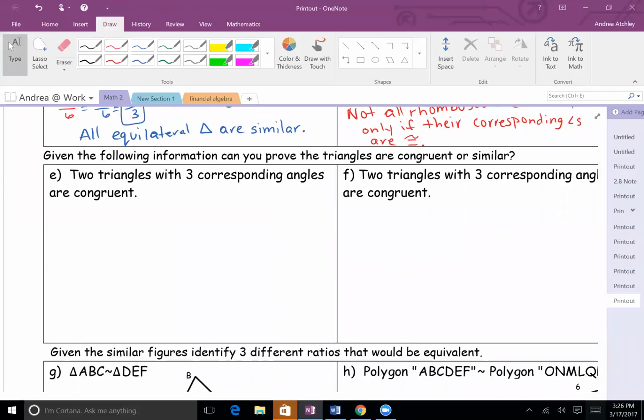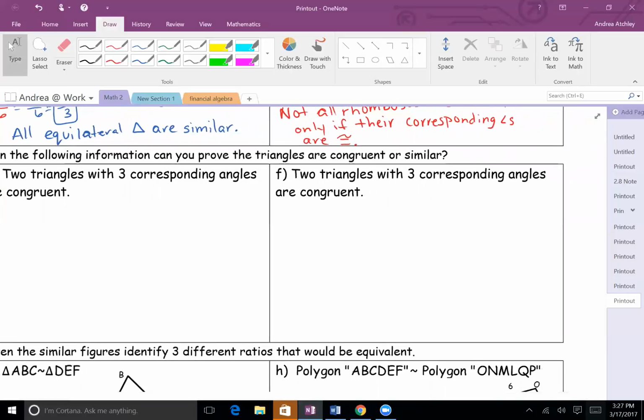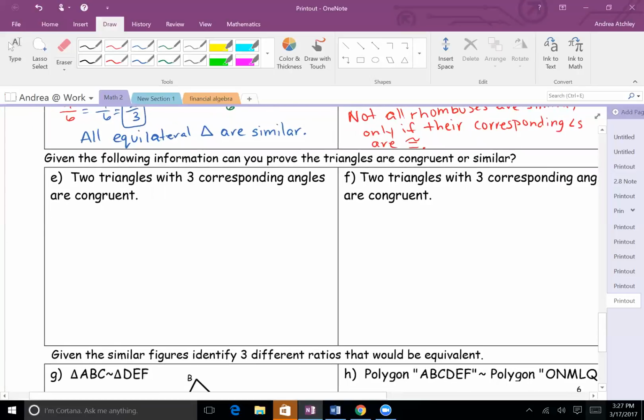Okay, in the following information, can you prove the triangles are congruent or similar? Two triangles with 3 corresponding angles are congruent. Okay, so I want you to try those ones on your own. Two triangles with 3 corresponding angles are congruent, and then 2 triangles, oh, it says the same thing.